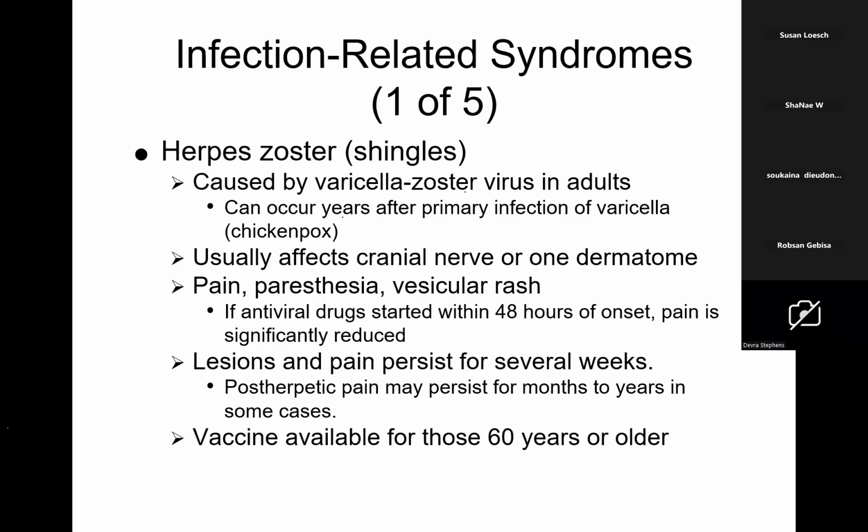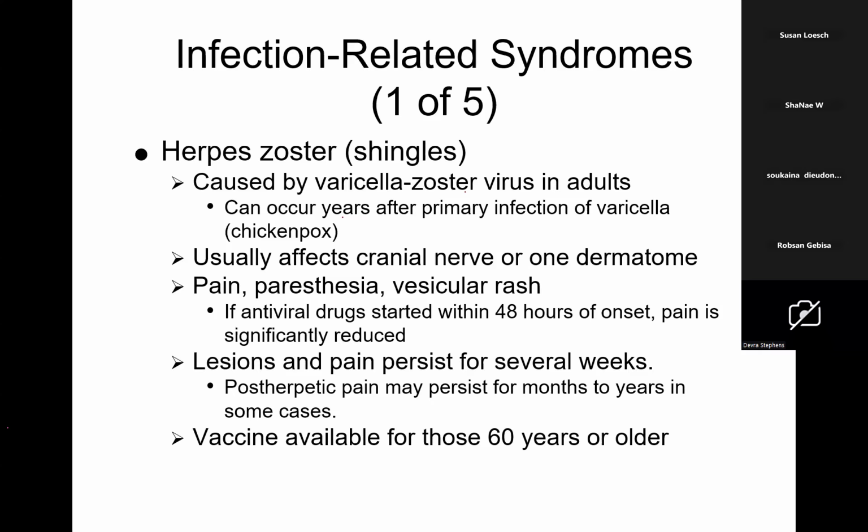Usually happens along a cranial nerve or one dermatome, in the area of the skin that's innervated by the spinal nerve. And these clients will have pain, paresthesia, and a vesicular rash. It develops along that nerve line. It's usually on one side of the body. So this can happen in the face, along the trigeminal nerve, or on the path of a lumbar nerve from the spine, where it goes around one side in the hip area.